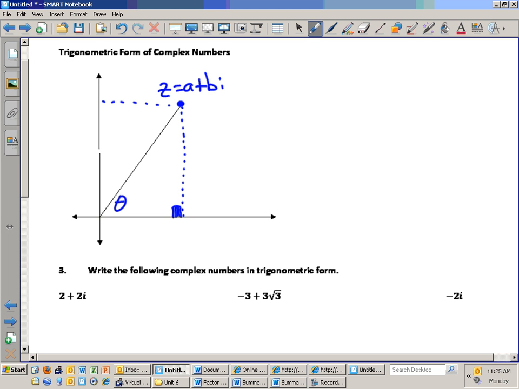Very good. What do we call this length right here? This bottom length. How far over is this thing? It's A. And how tall is this? It's B. We are going to call this length right here, the distance that the complex number is away from the origin, its modulus, which is the absolute value of z, the same thing as a radius. A radius is always positive.